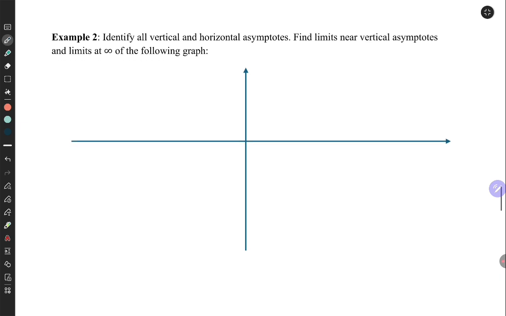Okay, I give you a graph. Try to identify the vertical asymptote and horizontal asymptote. Okay. Limit at infinity and a graph. This should be a good problem for you to practice. Let me generate something for you, good for you to practice. Let me see. Okay.